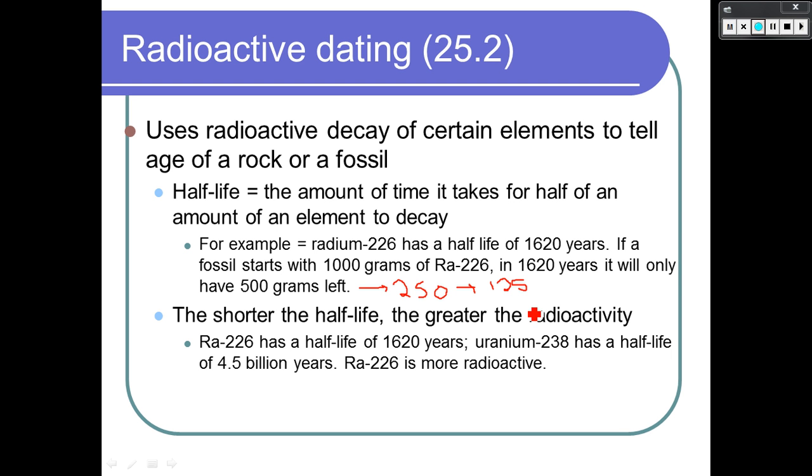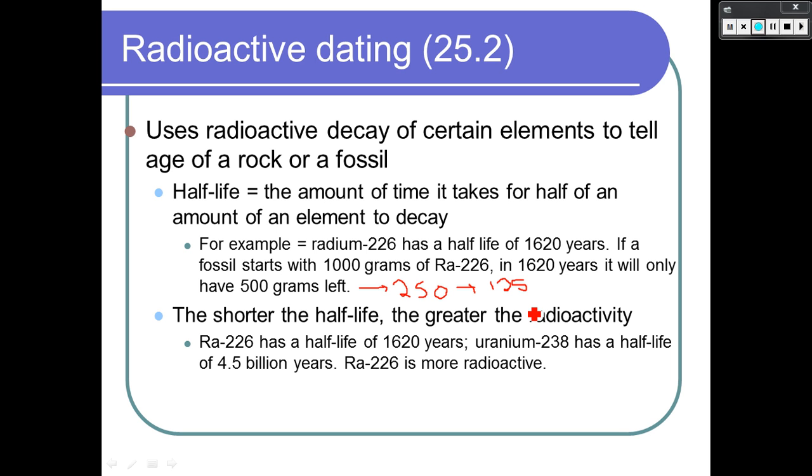One thing is, the shorter the half-life, the greater the radioactivity. So radium-226 has a half-life, as we said, of 1,620 years. Uranium-238 has a half-life of 4.5 billion years, meaning radium-226 is much more radioactive than uranium-238, which we're going to talk about a little more later as far as nuclear fission and fusion. That'll be our next set of notes.